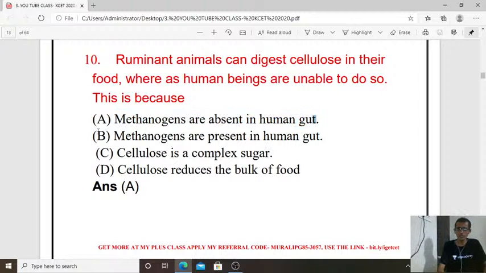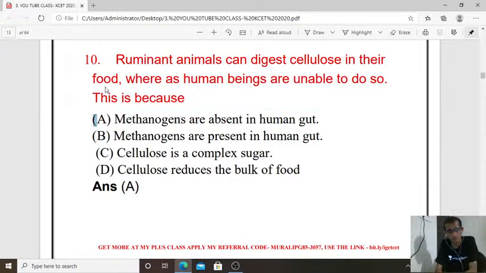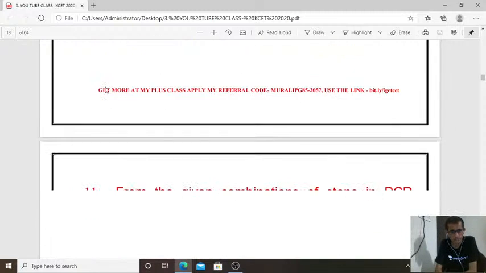Human gut refers to the digestive system. Methanogens, methane producing bacteria, methanogenic bacteria are present in the ruminant digestive system, so they are able to digest the cellulose. But in our case, there are no methanogens in our human gut, so we are unable to digest the cellulose directly. So the answer is A for the 10th one because of that reason.